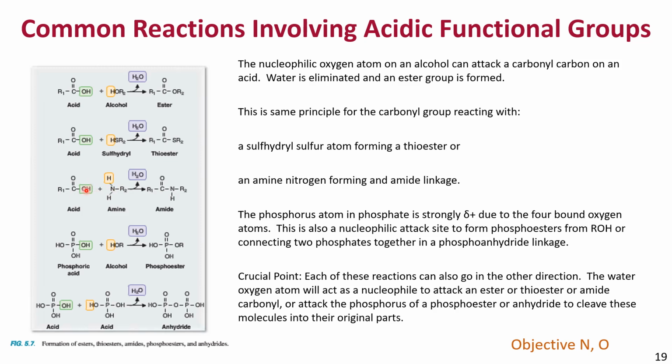And again, you lose the OH from the carboxylic acid and you lose the hydrogen atom, and that gives you the water. And phosphoric acid will do the same thing. You get a phosphoester because now the oxygen attacks the phosphorus nucleus there.